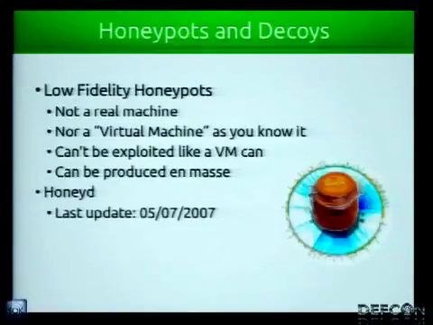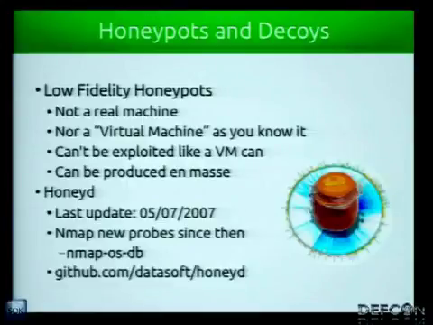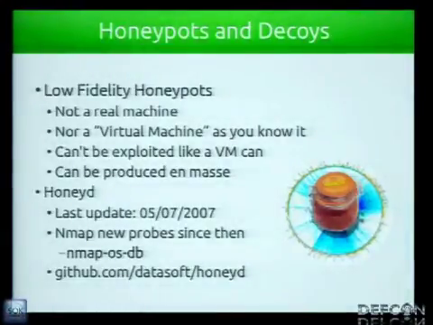One of the problems with honey.d, if you're familiar with it, is that it hasn't gotten an update since like 2007. That's rather a problem because since then, Nmap has put in new operating system probes, and so it completely fails at giving the right operating system. So one of the things we had to do was update that. If you go to our repository at github.com/datasoft/honey.d, you'll find an updated version of honey.d that responds properly to the new Nmap operating system probes, so it'll work with the new versions of Nmap.